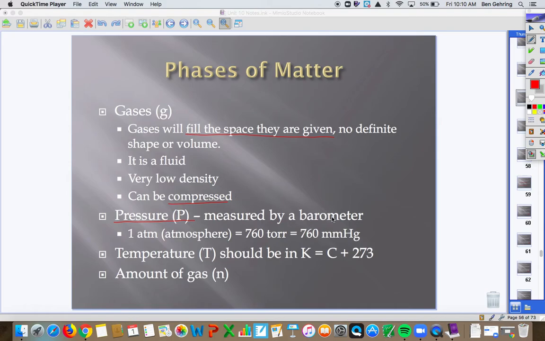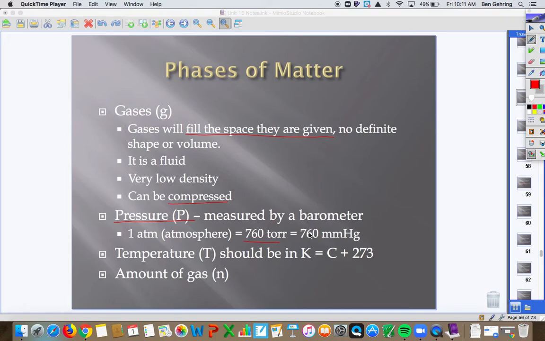And this is measured by a barometer. We use pressure all the time, especially with weather systems. They talk about low pressure, high pressure. That's talking about atmospheric pressure. 1 atmosphere is the pressure exerted by the air above you at sea level. And some other units we're going to use: 1 atmosphere is the same as 760 torr, which is also the same as 760 millimeters of mercury.